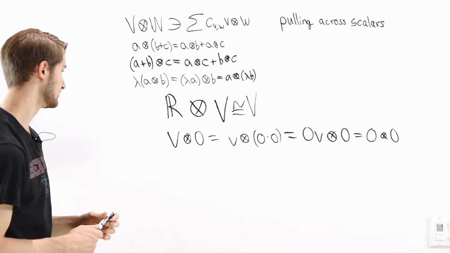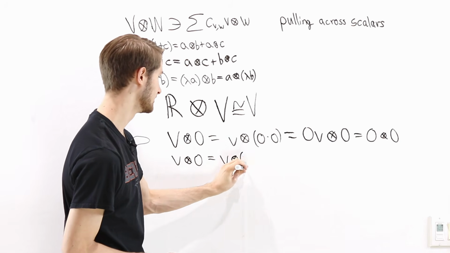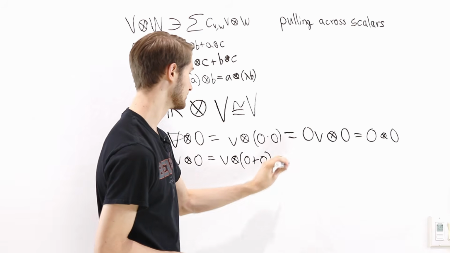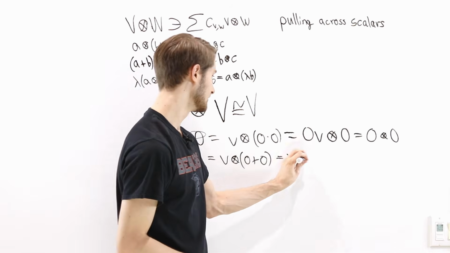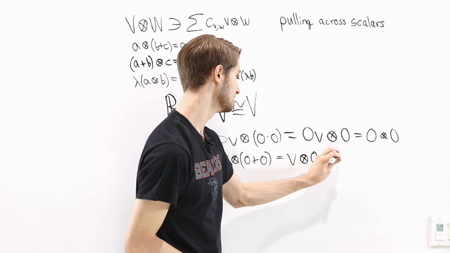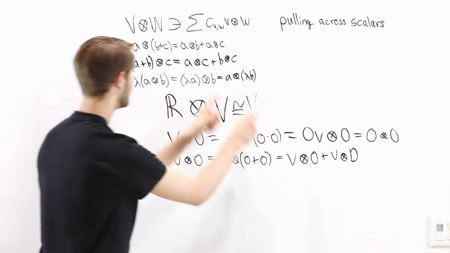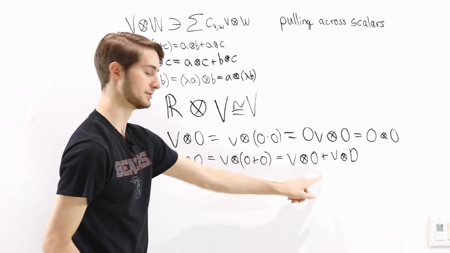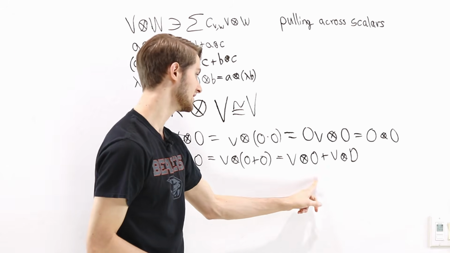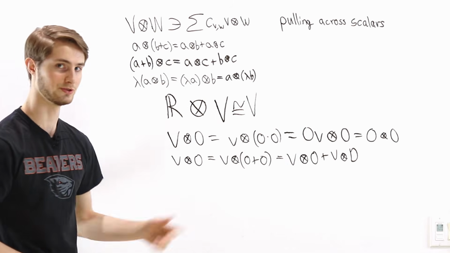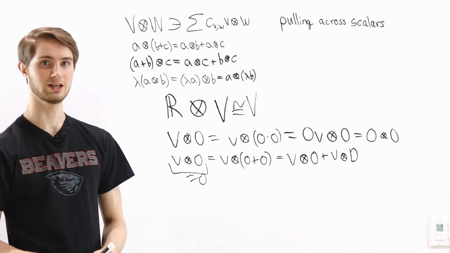And we can prove this another way too, because v tensor 0 is also equal to v tensor 0 plus 0. So we can write that using the distributive law over here as v tensor 0 plus v tensor 0. Again, if we have the same thing on the left side of the tensor, we can add the things on the right. That's what we're doing here. So v tensor 0 is also equal to v tensor 0 plus itself. So we subtract on both sides, and we get that this is the 0 element of the vector space.